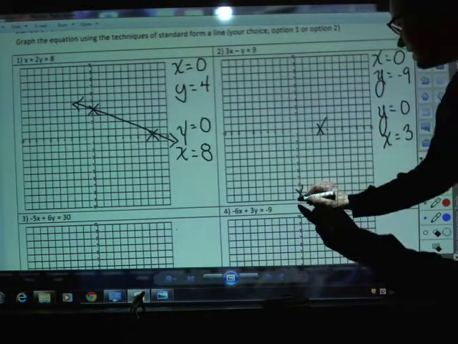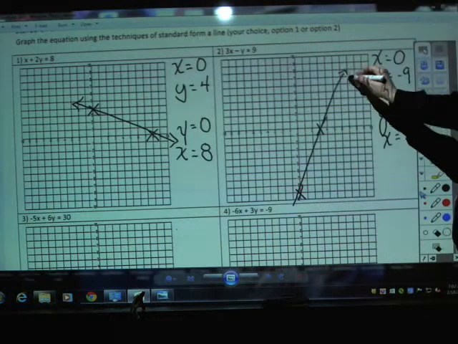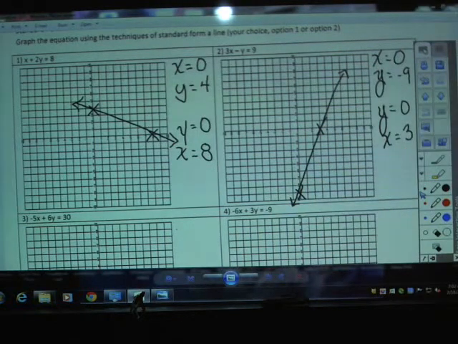Once I've done that, I connect my points. And there's the graph of the line. And you can use that technique in all problems. And again, as you saw in the notes today, it doesn't work with just standard form. It actually works with anything.